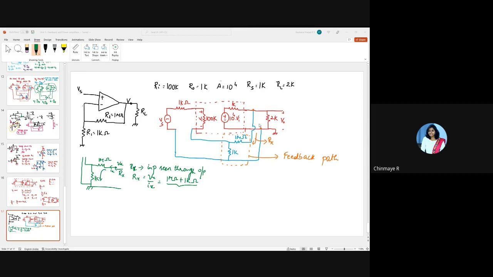So when you're trying to find out how this will load the output side, you are not considering any part of the amplifier, because we do not want to consider this for the loading of the output, because this is nowhere connected to the output of the amplifier. So we are only trying to find out how this feedback path is loading the output side and how this feedback path is loading the input side. We are not considering how this is connected to the amplifier.